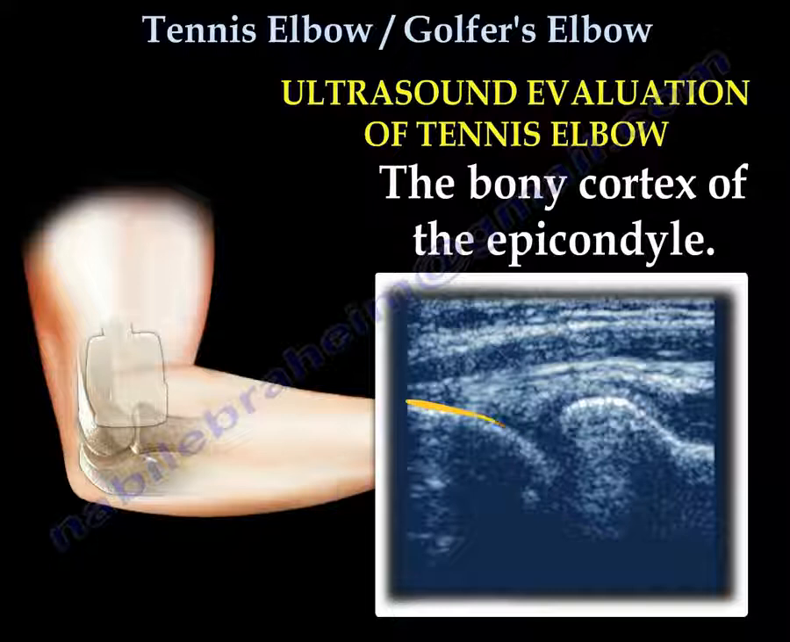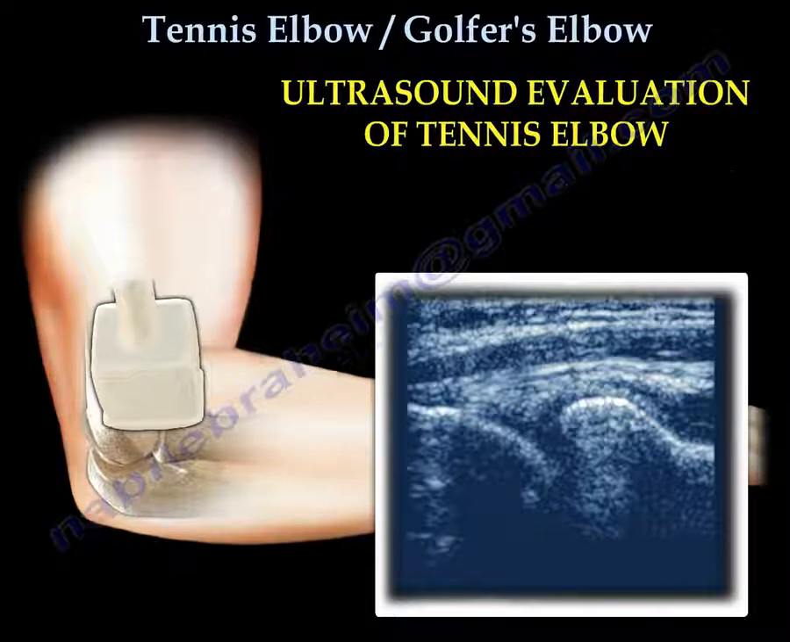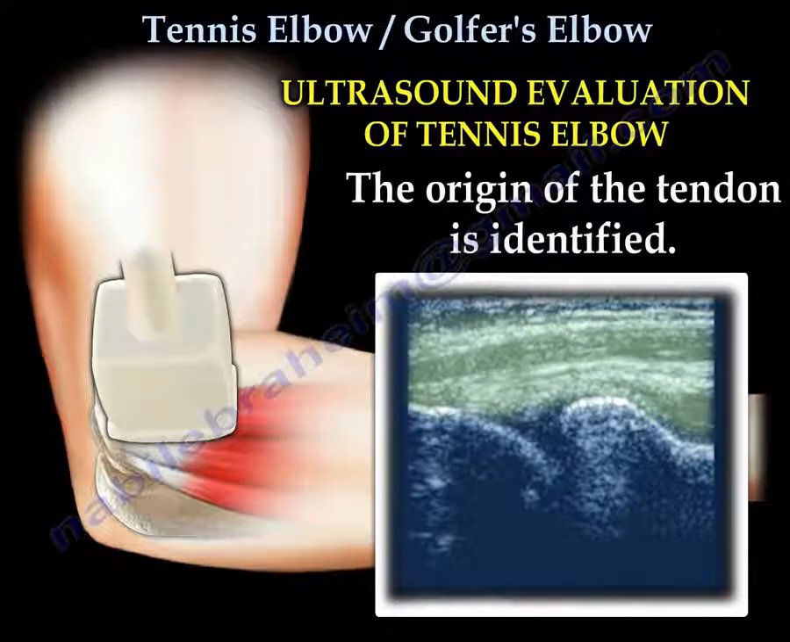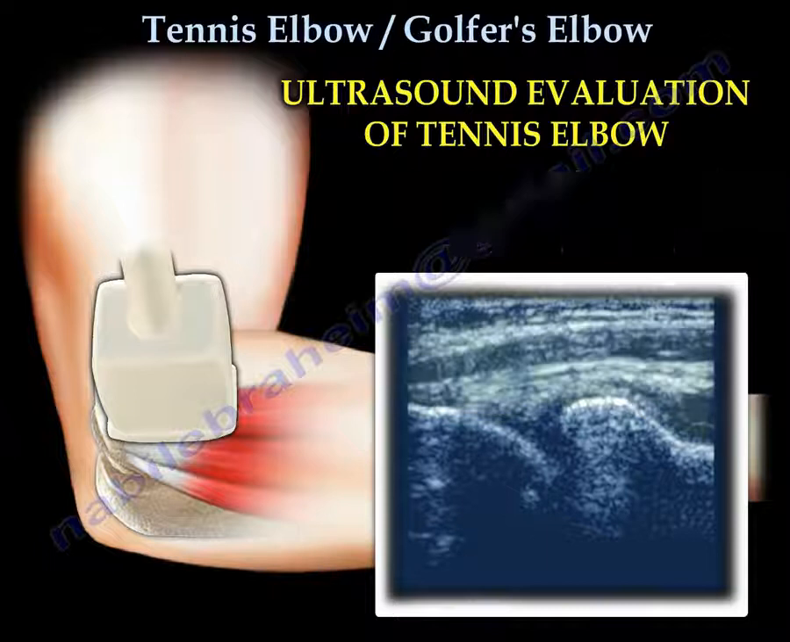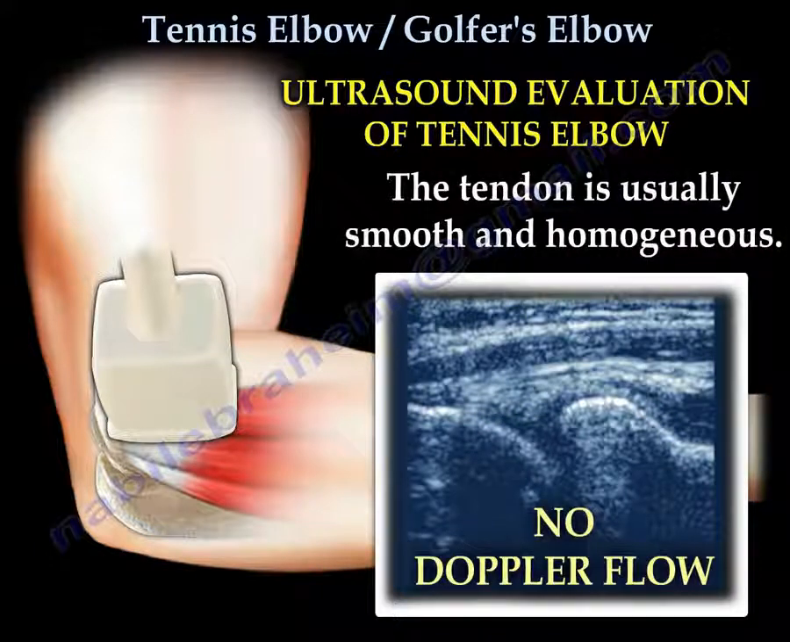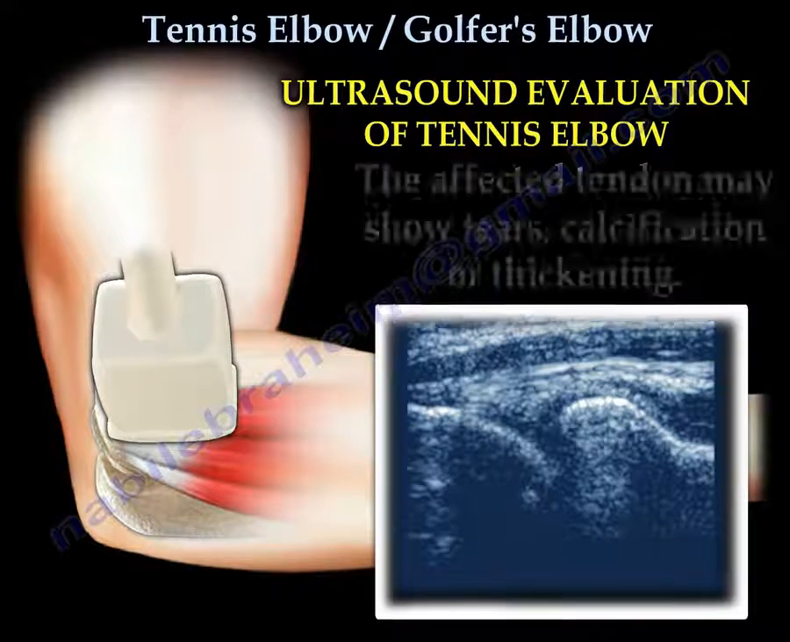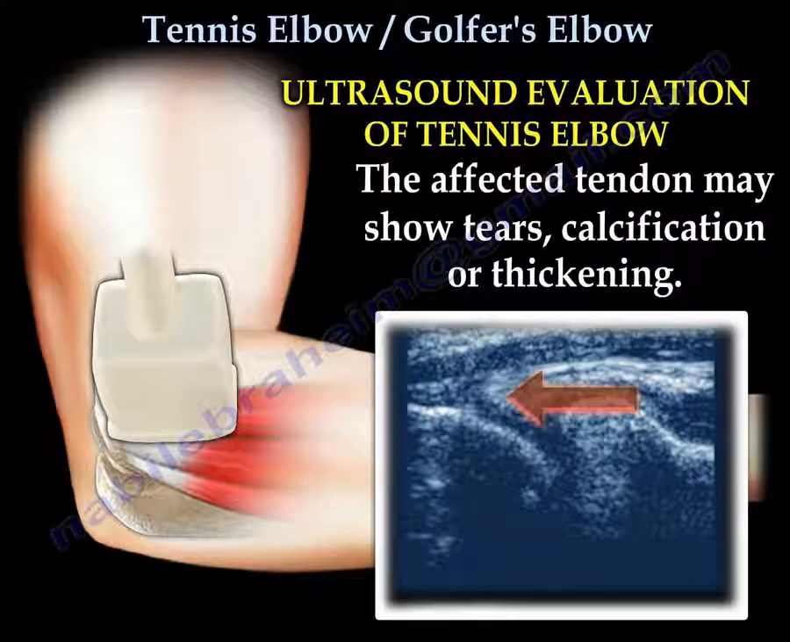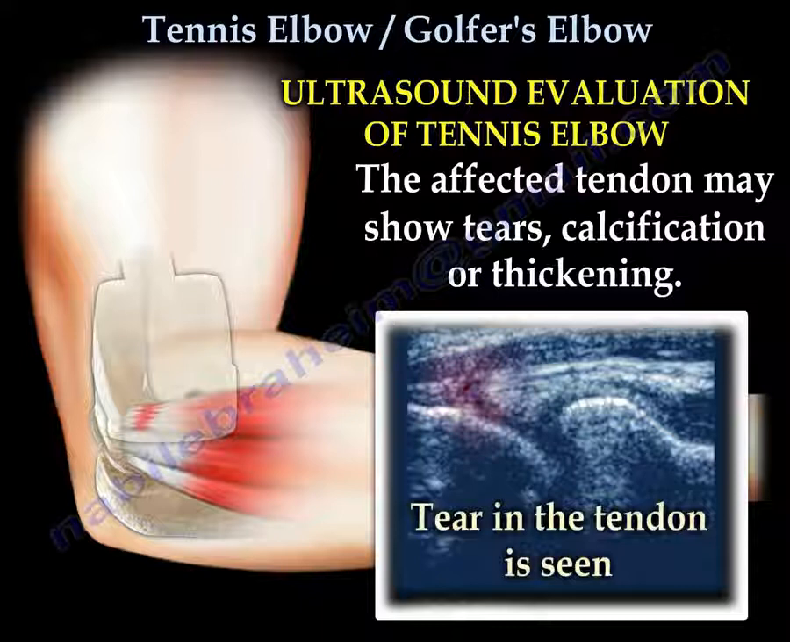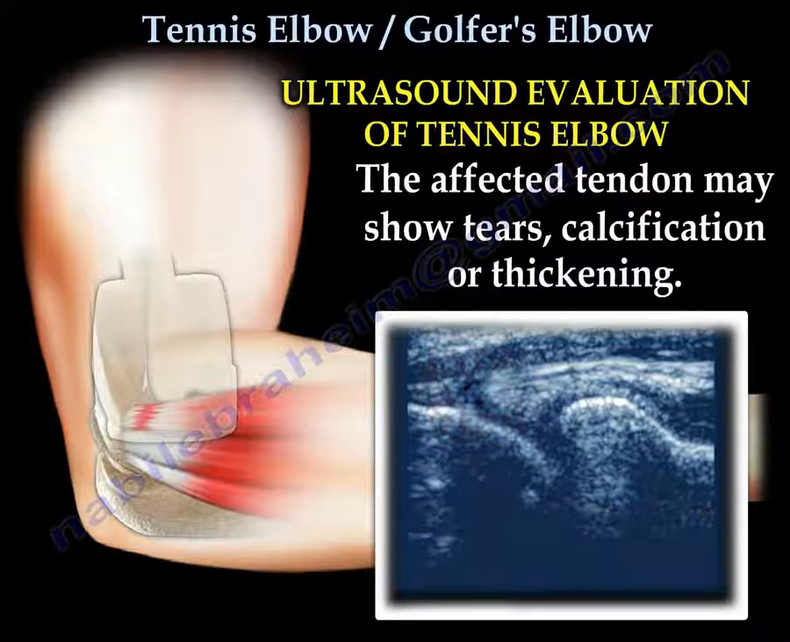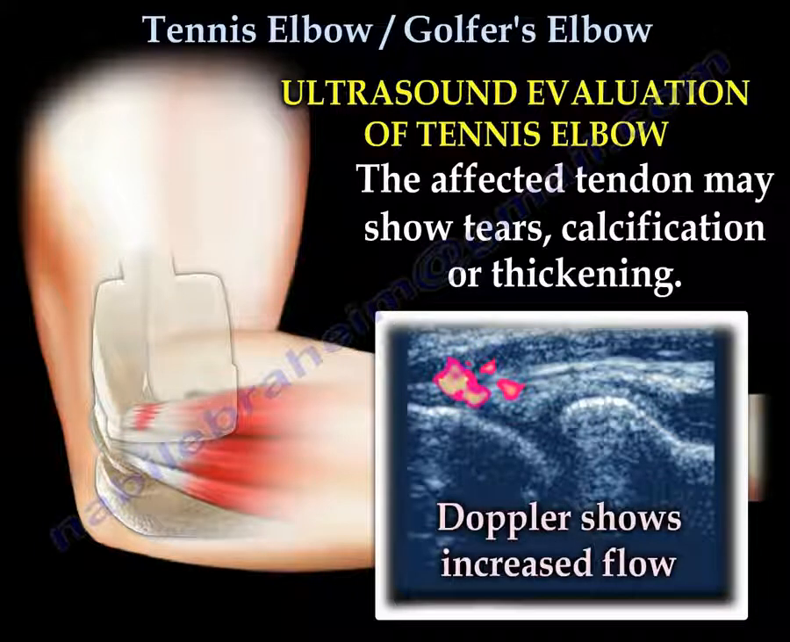The bony cortex of the epicondyle is identified, and it is usually very smooth. The origin of the tendon is identified. The tendon is usually smooth and homogeneous and has no Doppler flow. The affected tendon may show tears, calcifications, or thickening. Here you can see a picture of a tear in the tendon. Here the Doppler shows increased flow.